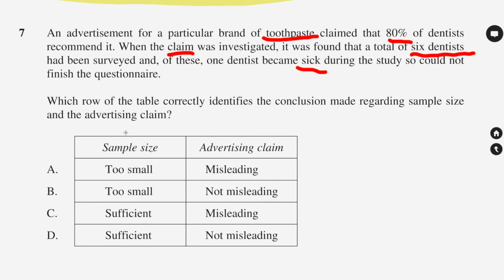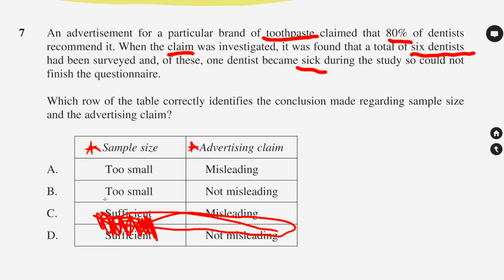Now, what we need to think about here are two main things: sample size and advertising claim. I think the really easy part is saying, well, if you're making a grandiose claim and you're only doing 6 dentists, your sample size is too small. So we can get rid of C and D straight away.